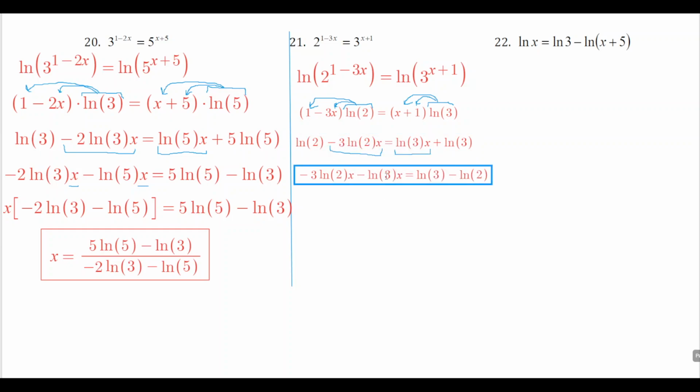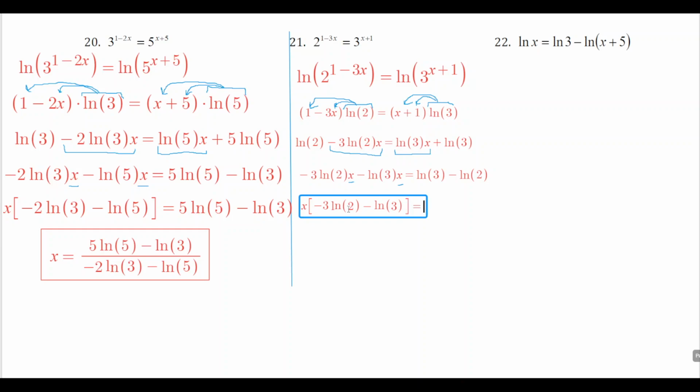And so at this point, I'm not going to divide both sides, I'm going to factor out the x as a GCF. So I get x times negative 3 natural log 2 minus natural log 3 equals natural log 3 minus natural log 2.